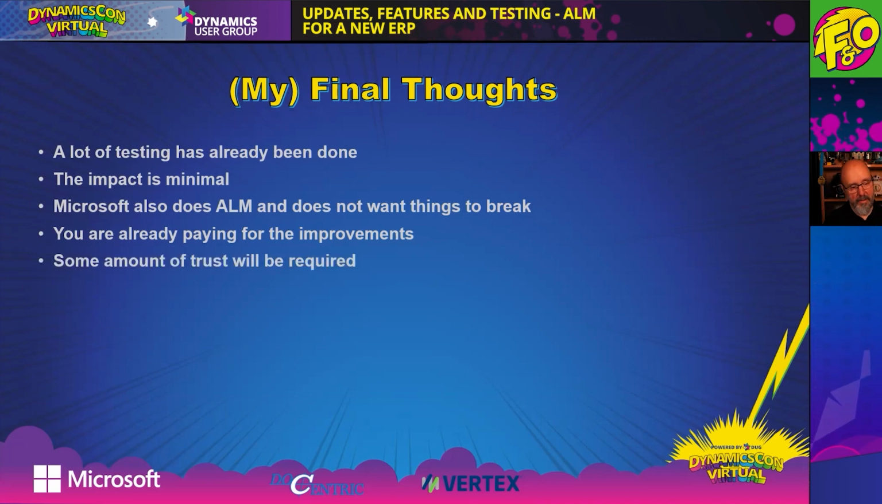Some amount of trust might be required, so you need to trust Microsoft here. You need to trust that things don't automatically break, because the reason for this is that it's the only way of scoping your tests. You need to trust that some things might not break. You don't need to test everything.